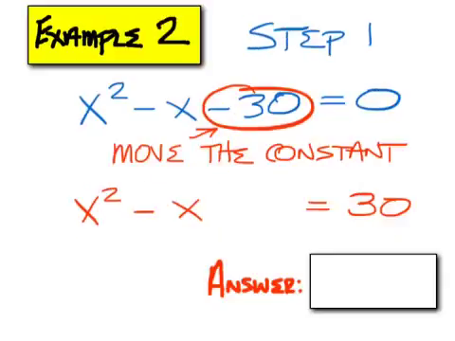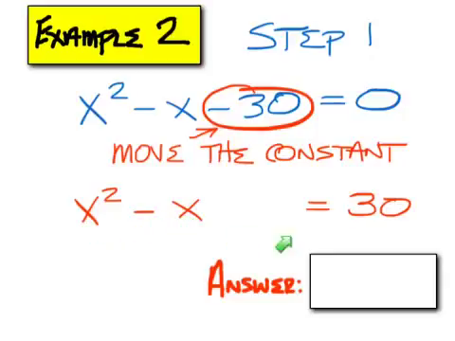Here is example number 2. The quadratic equation is x squared minus x minus 30 equals 0. Step 1 is to move the minus 30 to the right side and change the sign to positive 30. That's it. That's all we're practicing right now is step 1.